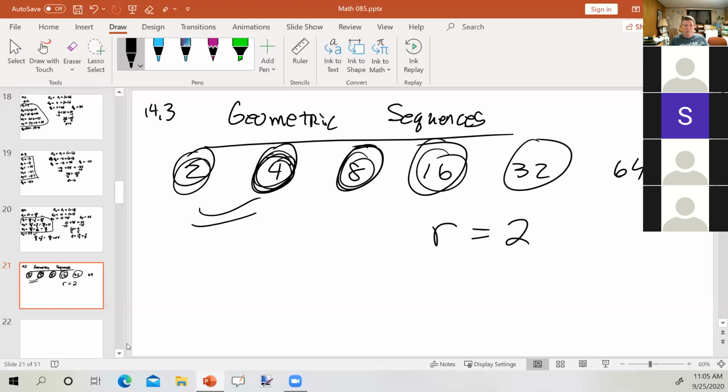So whereas in an arithmetic sequence, we say d, the common difference, is a number, in geometric sequences, we call r the common ratio, and that's the number we multiply by.